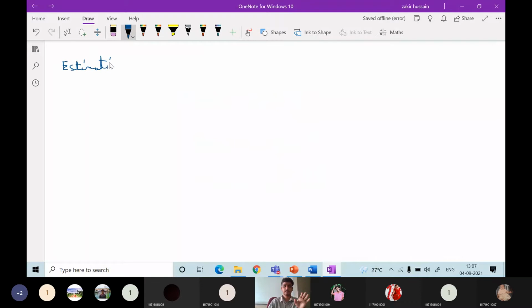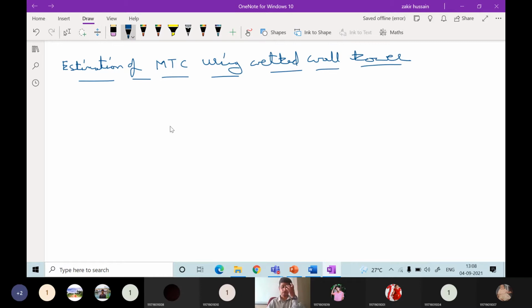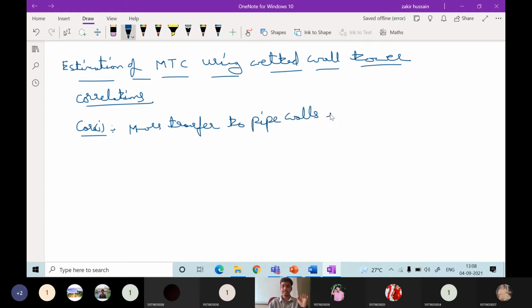Estimation of mass transfer coefficient, MTC, I'm writing, using wetted wall tower. To estimate that, there are standard correlations. These correlations are only applicable for specific cases. Whatever is in the slide, I'm once again explaining to you. For example, the first case is mass transfer to pipe walls in case of turbulent flow. For this particular case only, that is applicable.